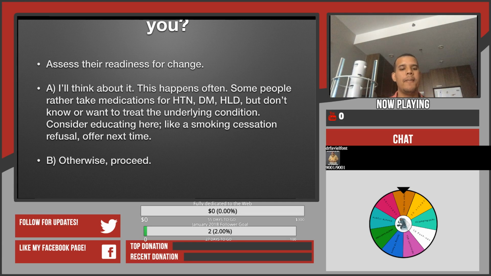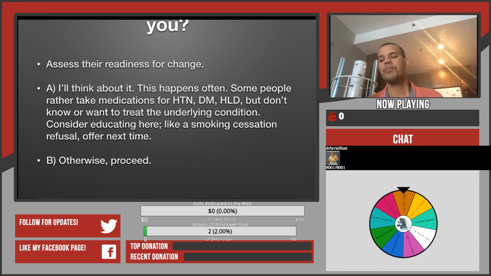But you have to be there to be able to offer some education as well, and just be on the lookout. The idea behind it is that you have to assess their readiness for change. So first ask for permission, and if they say okay, then you look at how ready they are for change. When you start looking for their readiness for change, you may have a patient with multiple conditions, and I personally am a strong believer in medications.